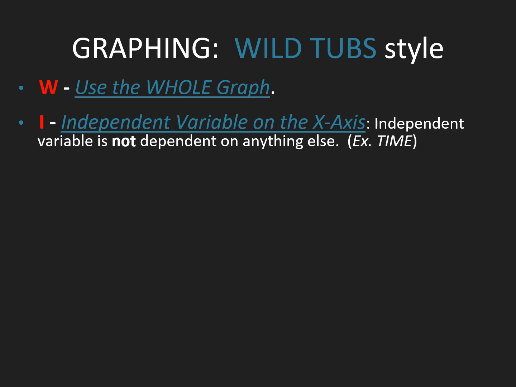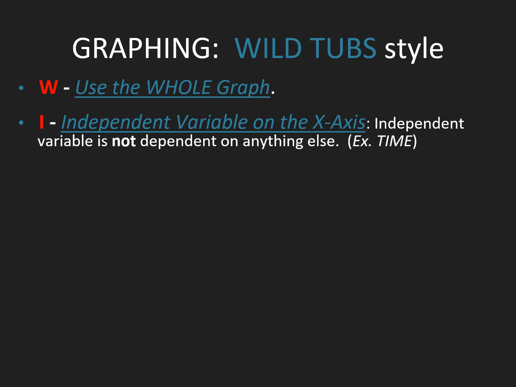I is for independent variable. Our independent variable is going on the x-axis. So remember, the independent variable is something that we're changing, something that we're observing. A lot of times, our independent variable is going to be time. So it's growth, decay, reactions over time.